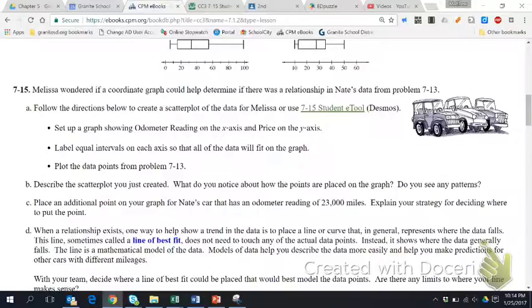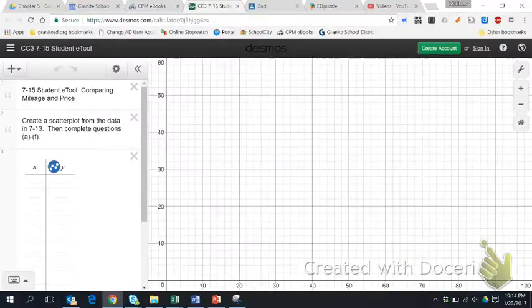And it says first you're going to set up a graph showing the odometer reading on the x-axis and price on the y-axis. Label each of the intervals so that all of the data will fit onto the graph. Plot the data points from 713. So the way we're going to do this, a lot of it's already set up nicely for us.